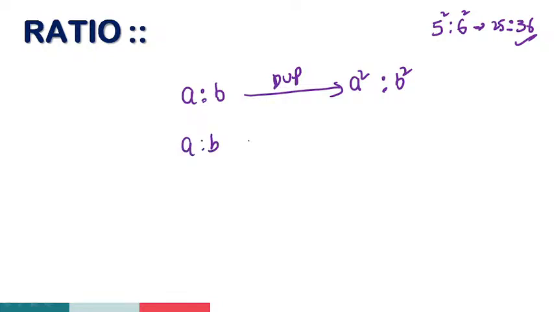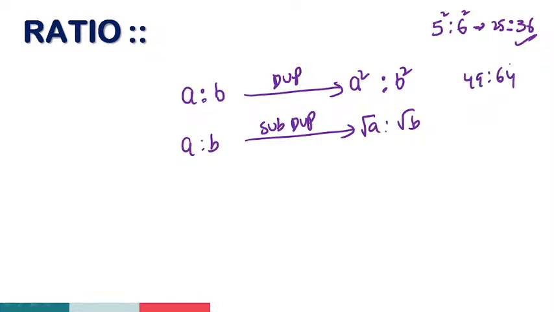Next point, a is to b, the subduplicate ratio is root of a is to root of b. For example, 49 is to 64. Find out the subduplicate ratio. The formula is root of a is to root of b. Root of 49 is 7. Root of 64 is 8. The answer is 7:8.